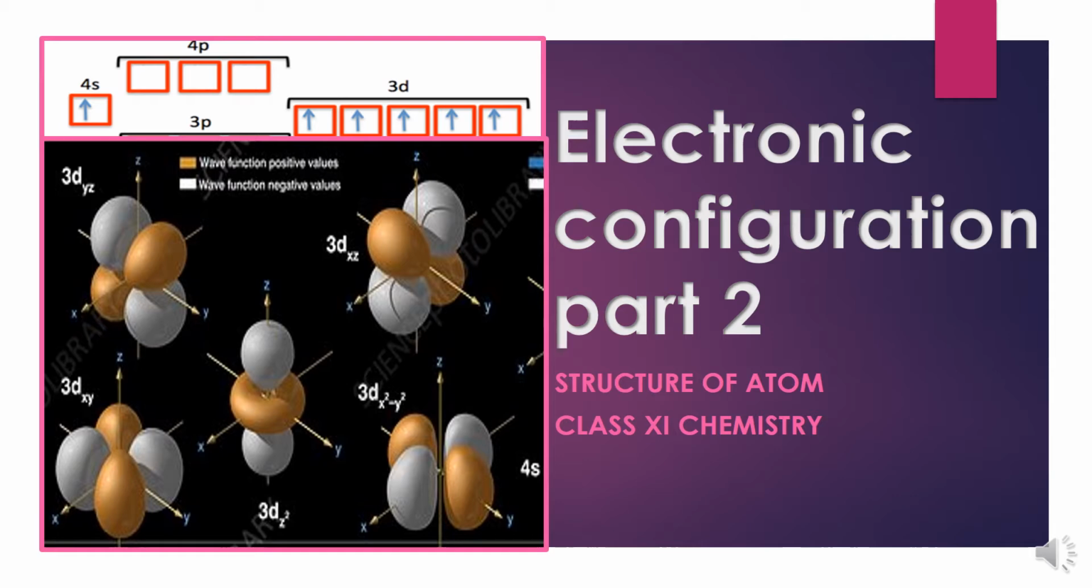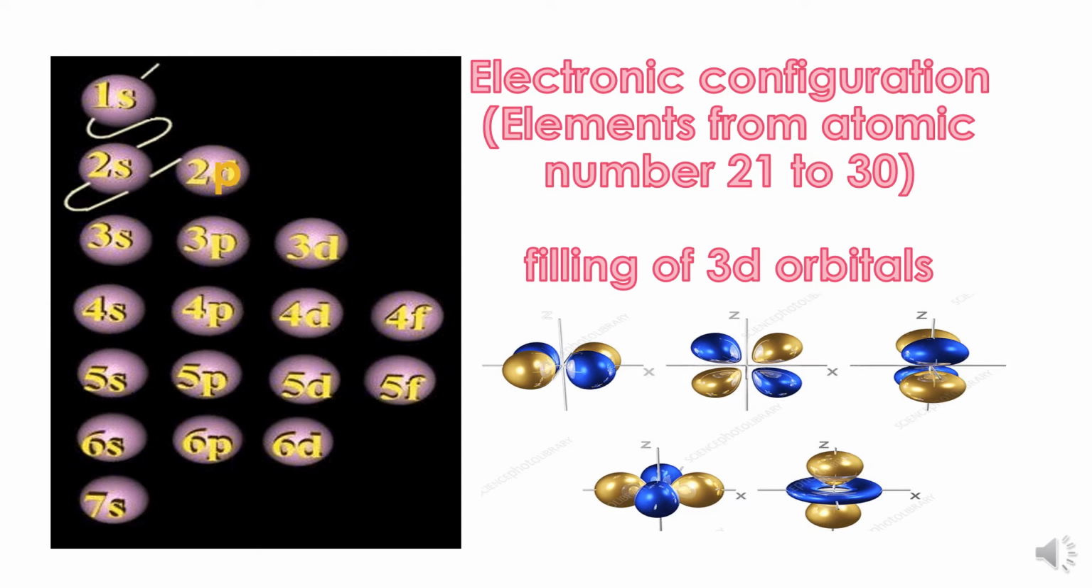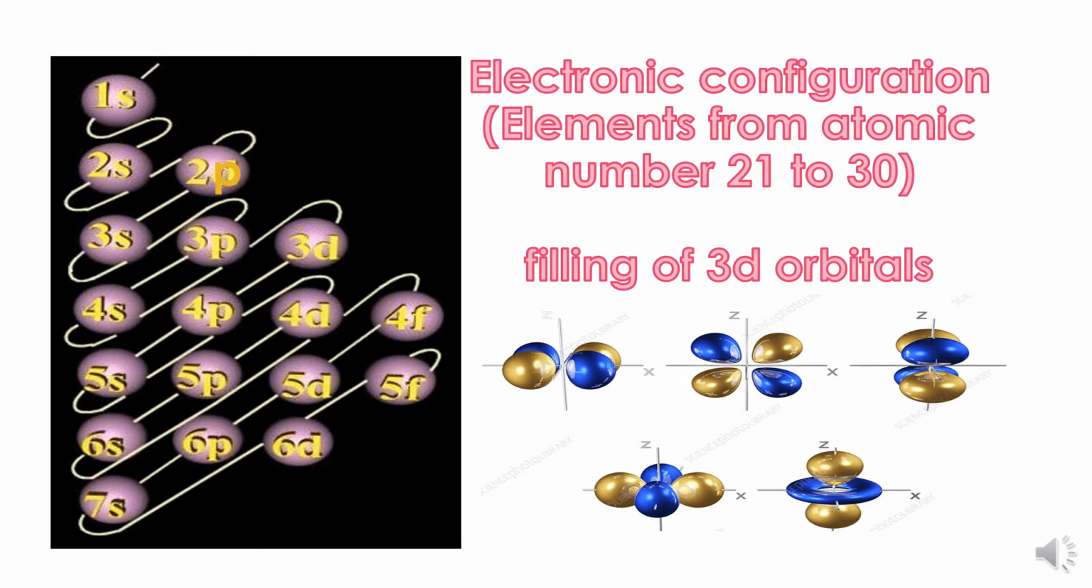So now from the 21st element, d orbital starts filling. So let us see how this electronic configuration is to be written. So for the 21st electron, as you can see from Aufbau's principle, after filling two electrons in 4s, that is of potassium and calcium, the 21st electron will now enter in 3d orbital.